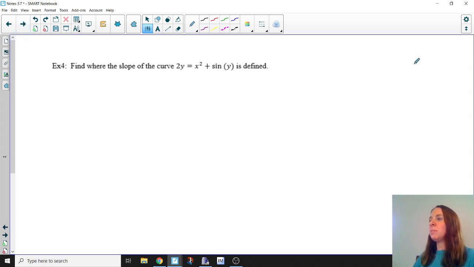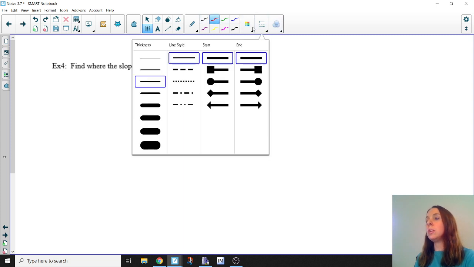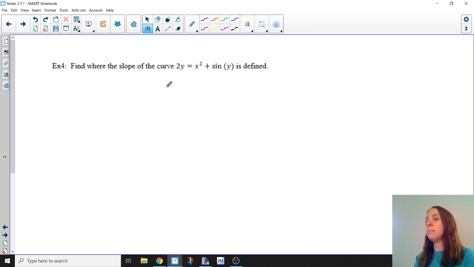All right, example 4 is one where, again, we see the wording slope, so we should know that we have to differentiate. This time, however, we're not calculating a particular slope. We are finding where the slope of this curve is defined. So another way to think of that is finding any restrictions for your slope. And where it would be defined would be everywhere except for those restrictions. Okay, let's not jump too far ahead of ourselves, though. What we first need to do is differentiate.